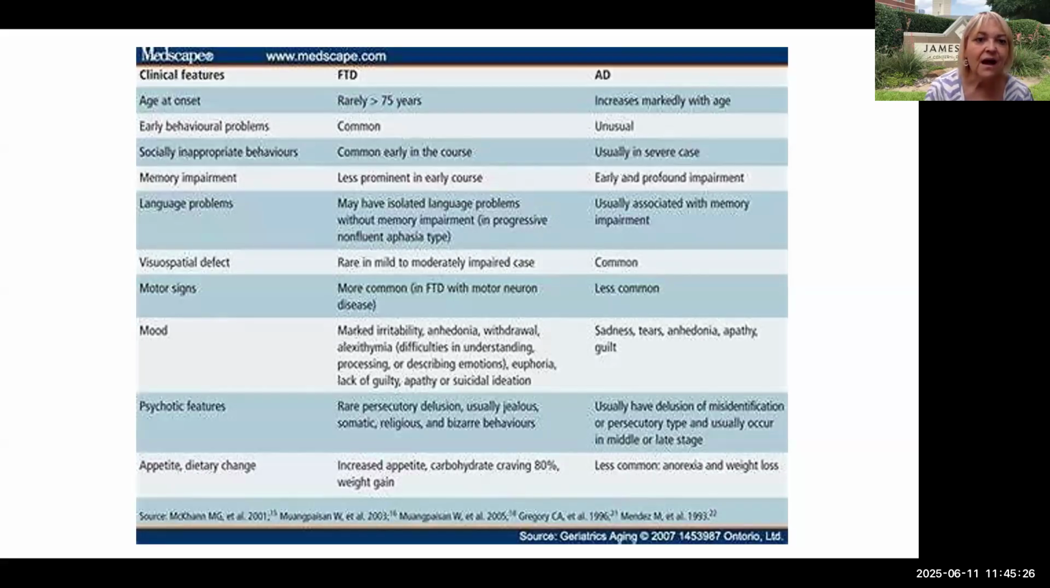Now, the memory impairment is going to come. The visual spatial defect is very common in Alzheimer's. We don't see it as much in FTD. It will come later.